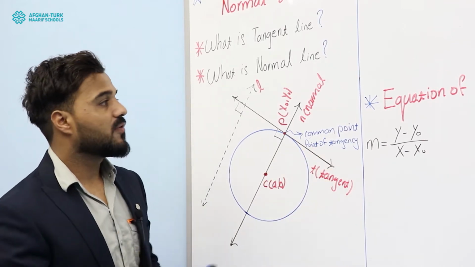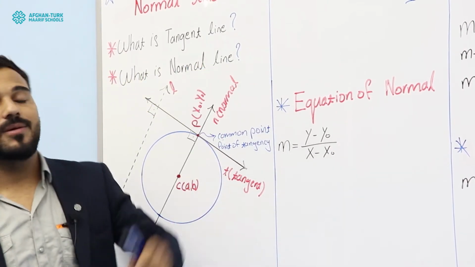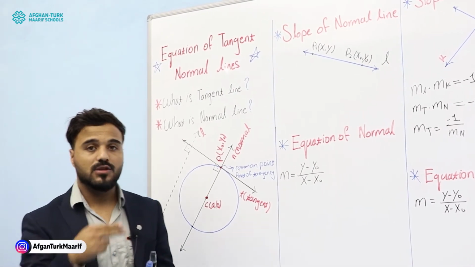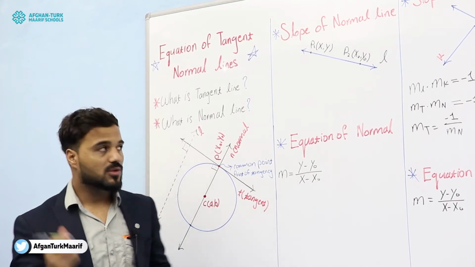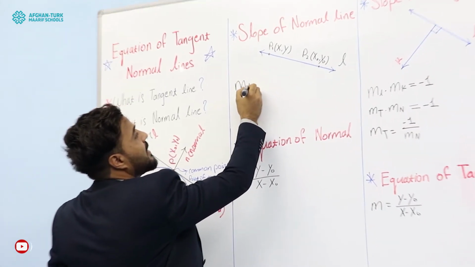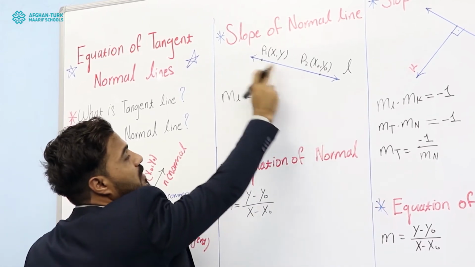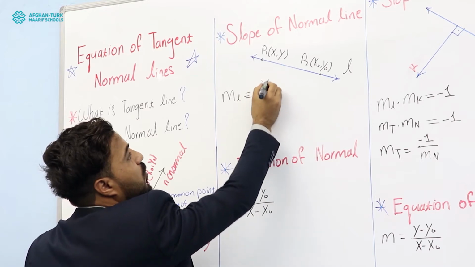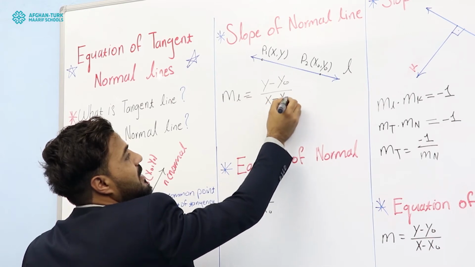Dear students, before finding equation of normal and tangent, at first let's find slope of normal line and slope of tangent line. As we know, when we have coordinates of two points of a line, we can easily find its slope. How? Like this. M of line L is equal with, in here we have coordinates of 2 points of line L, so slope of L is equal with y minus y0 divided by x minus x0.